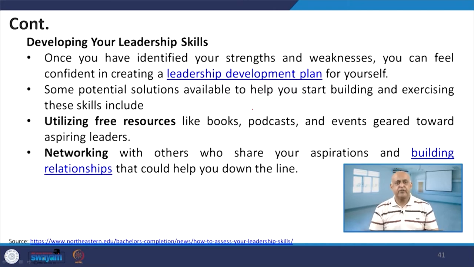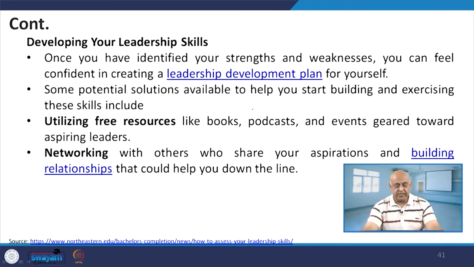Next is developing your leadership skills. Once you have identified your strengths and weaknesses, you can feel confident in creating a leadership development plan for yourself. This is a very, very important step: once we know our strengths and weaknesses, we have to plan for our own leadership development.